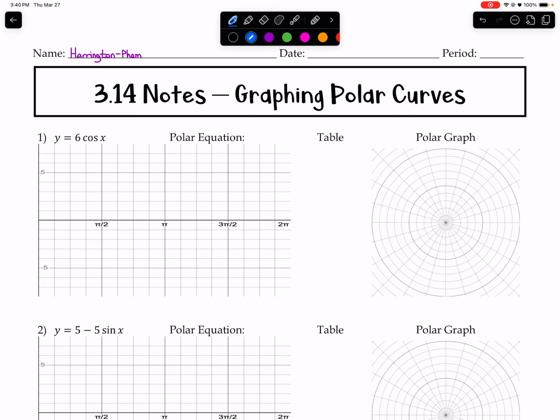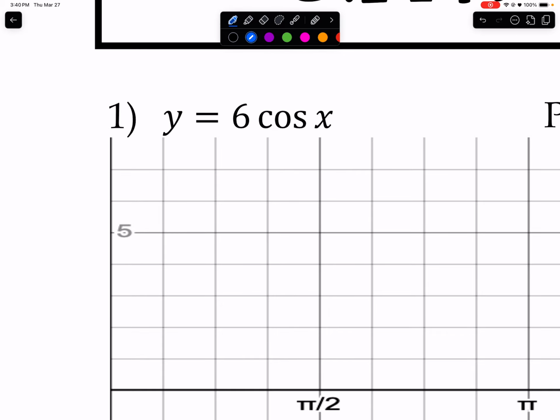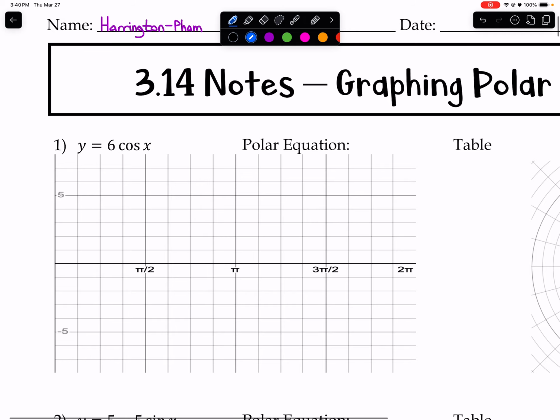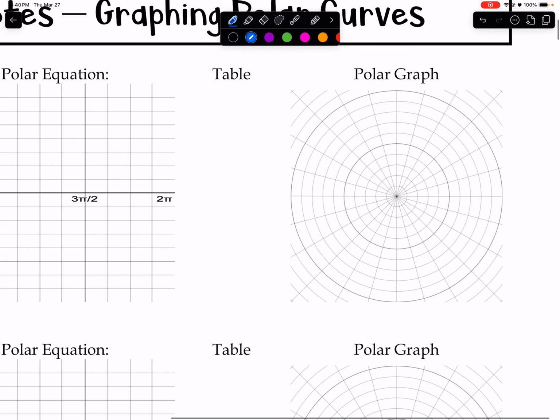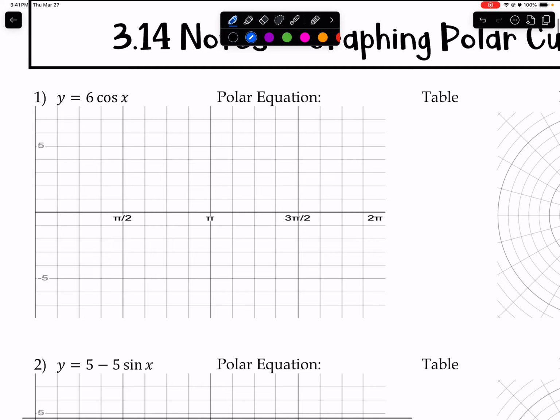Welcome back, everyone. So for this lesson, we're going to be talking about graphing polar curves. Now, more specifically, we're going to be given a rectangular trig equation, and then we're going to reconfigure the graph, and then graph it on a polar curve, or on a polar graph, rather. So we give you the equation y equals 6 cosine x.